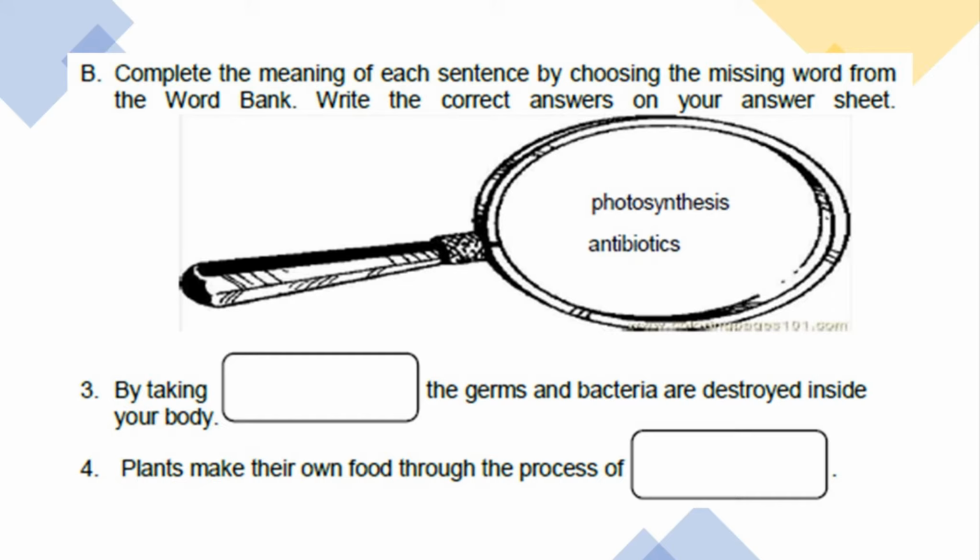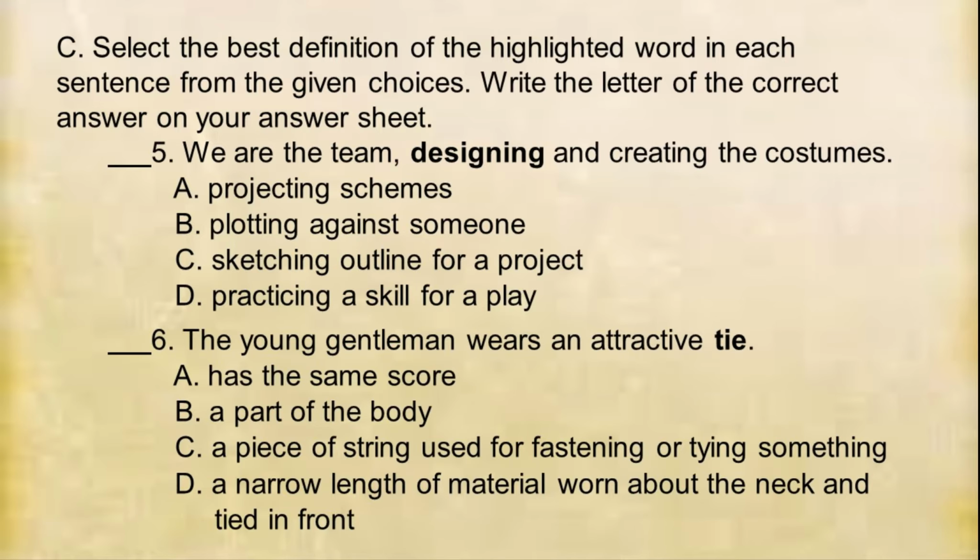Photosynthesis. Antibiotics. 3. By taking blank, the germs and bacteria are destroyed inside your body. 4. Plants make their own food through the process of blank. Select the best definition of the highlighted word in each sentence from the given choices. Write the letter of the correct answer on your answer sheet.